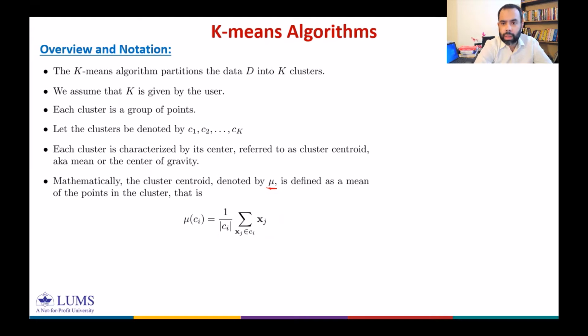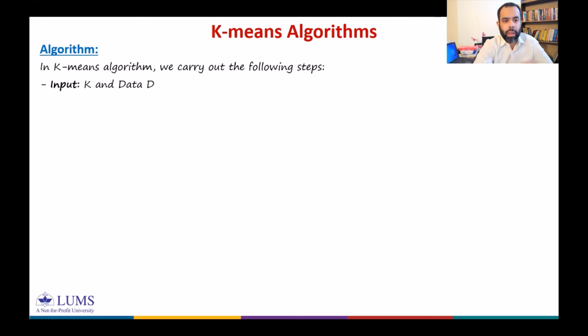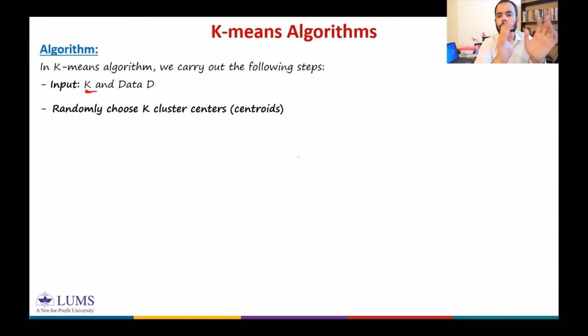Okay, so we are all set to define the K-means algorithm. In the K-means algorithm, we carry out the following steps. The input is the data set D and the number of clusters, this variable K that defines the number of clusters. In the algorithm, we randomly choose K clusters. So we initialize the algorithm by randomly choosing K points in the feature space. We choose K centroids in R^d randomly.